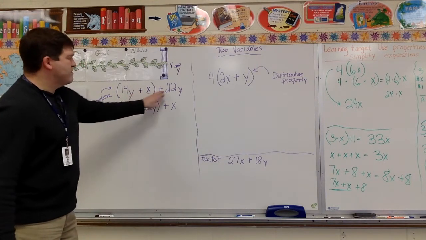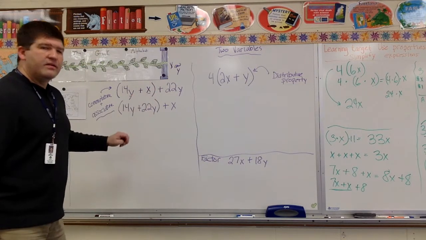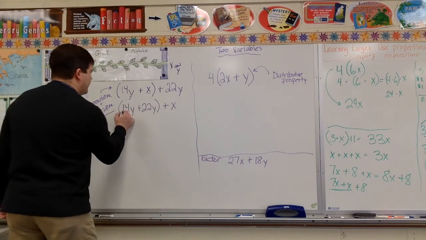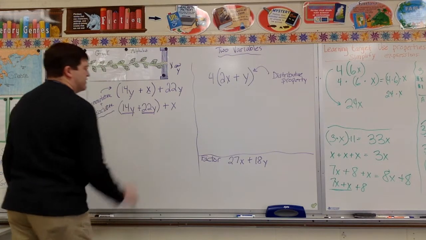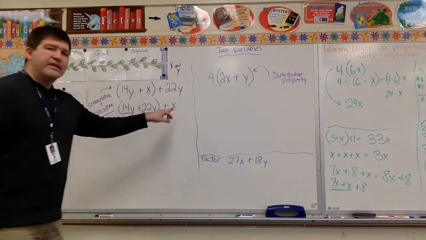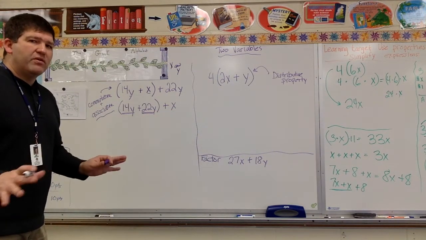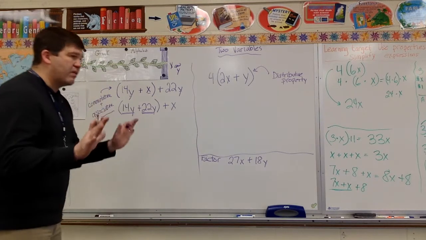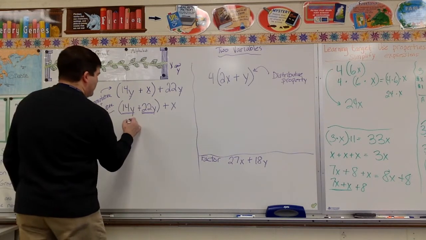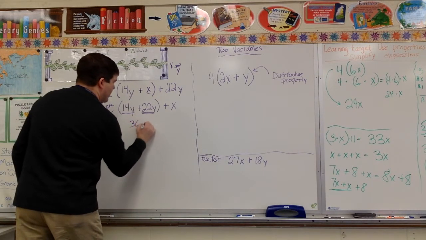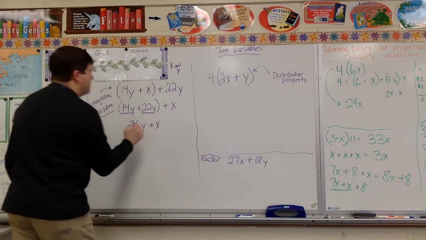Because it's all plus, I'm finding my like terms. This is a like term, this is a like term. There are no other things that have x in it. No other x's, that's its own thing. So let me add this up. I get 36y plus x.